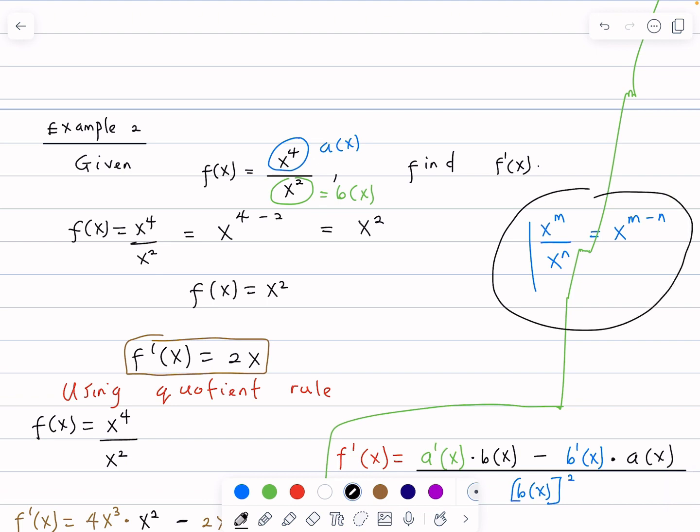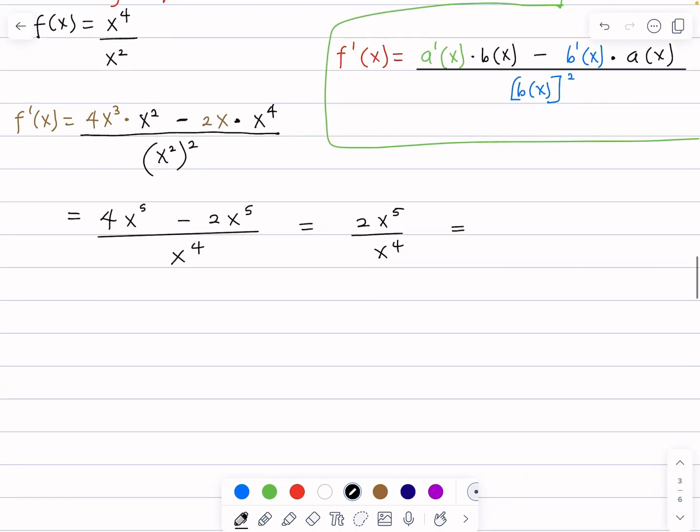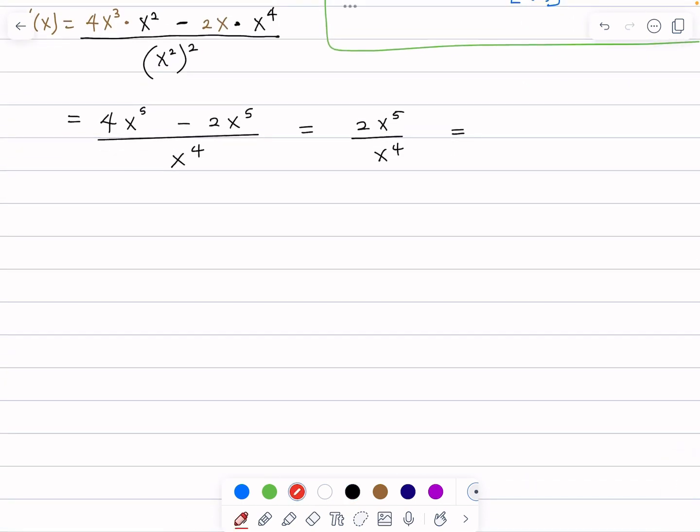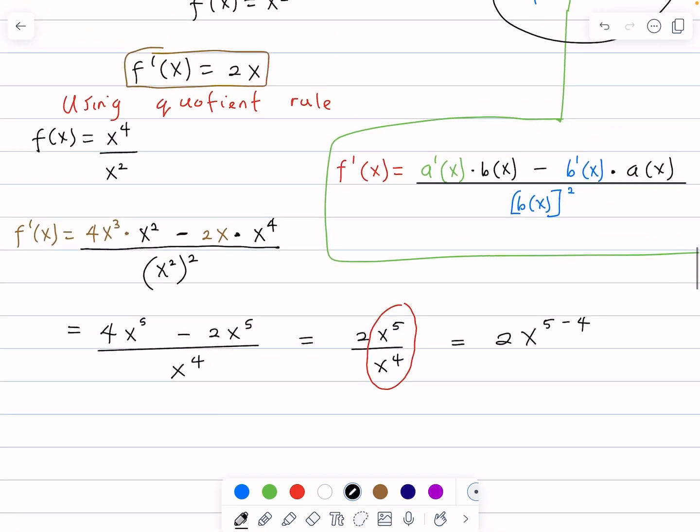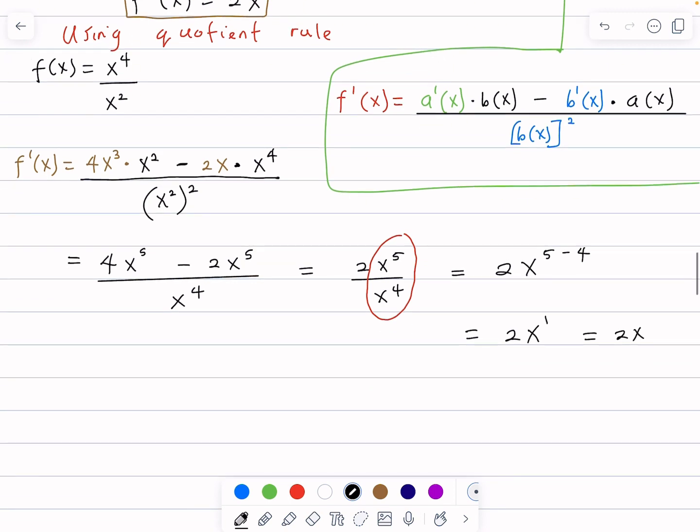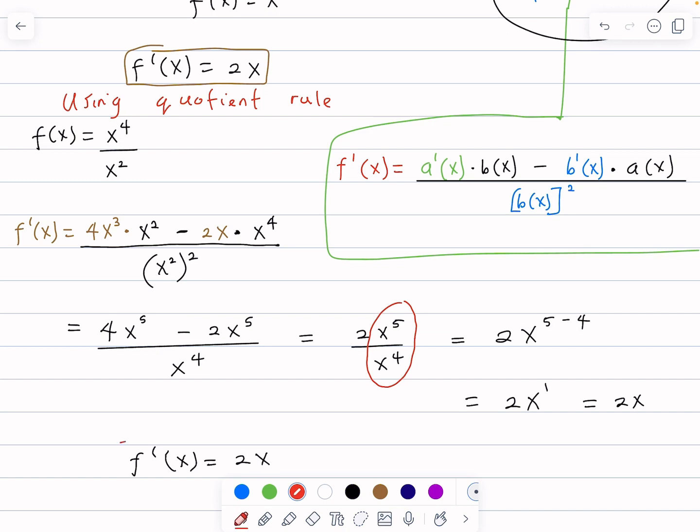Using the rule of exponents, x to the power of m divided by x to the power of n is equal to x to the power of m minus n. I can apply that rule on x to the power of 5 divided by x to the power of 4. So this is just going to be 2x to the power of 5 minus 4, which is 2x to the power of 1, which is equal to 2x. So actually my derivative f prime of x is just going to be 2x, which is the same thing as what I got here.